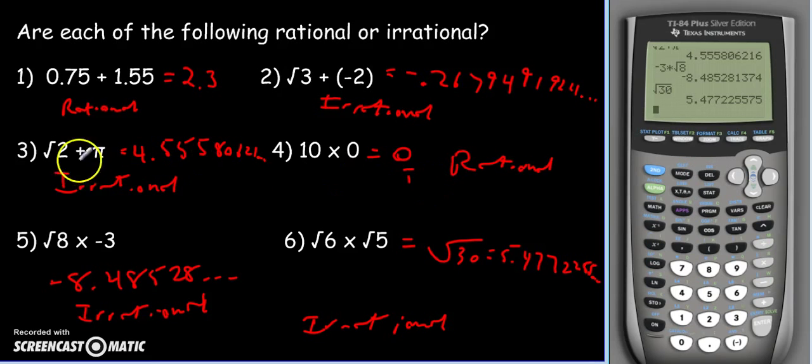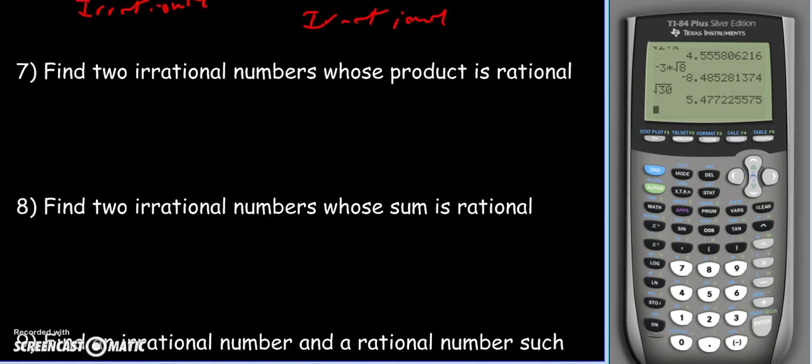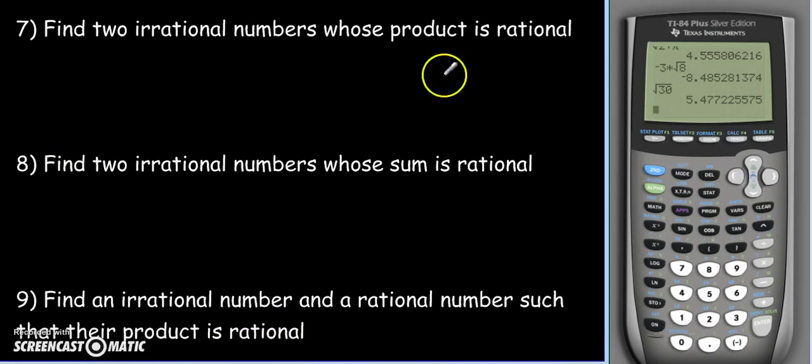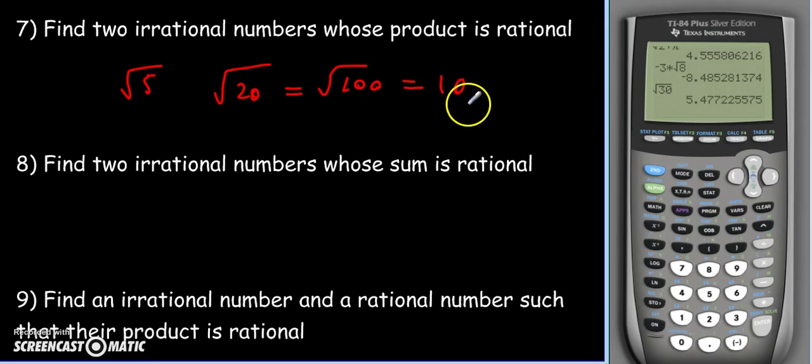All right, now on to questions that are asked fairly often nowadays. Can you find two irrational numbers whose product is rational? All right, so the best thing to do is to start with two numbers we can multiply. So, for instance, radical 5 times what would be a rational number? Well, a rational number would be a perfect square. So 5 times what would be a perfect square? Well, 5 times 20 would be radical 100, which would be 10, which is rational.